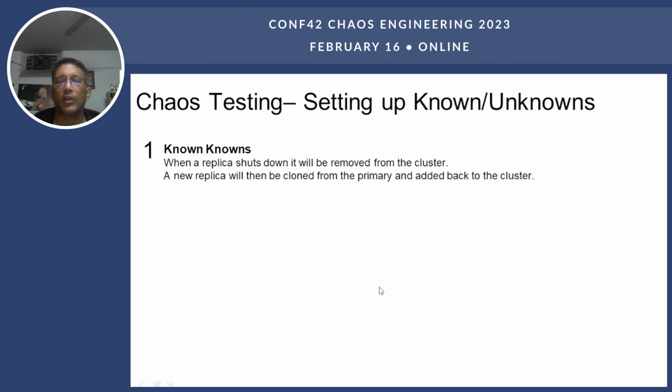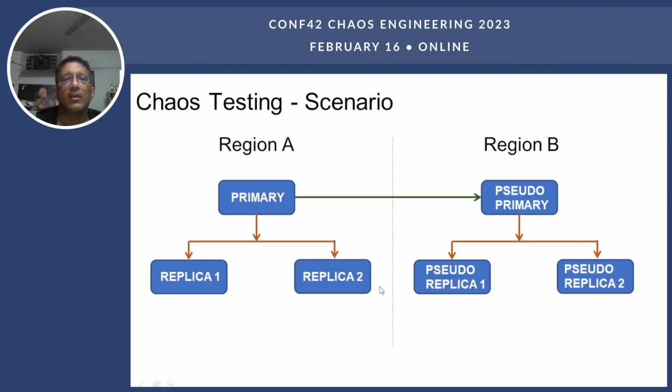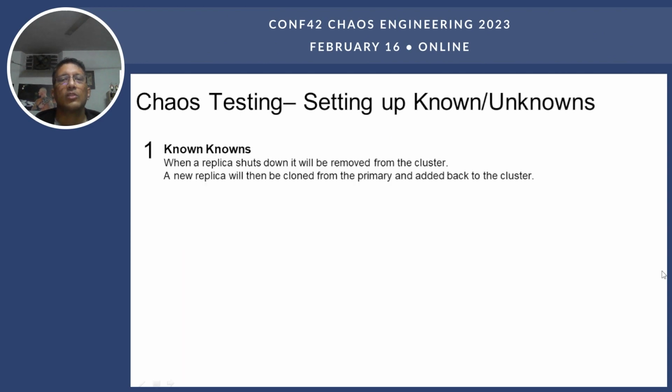So again, if I go back, these two replicas, if any one of them gets shut down, it is removed from this cluster, a new clone is made and put here as a new replica. That's the process. So this becomes the known knowns.